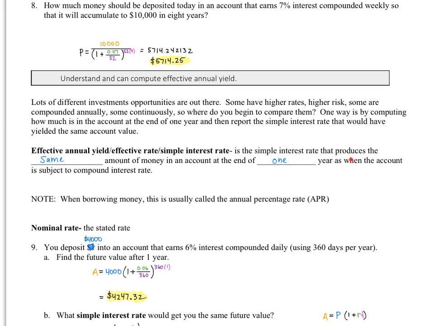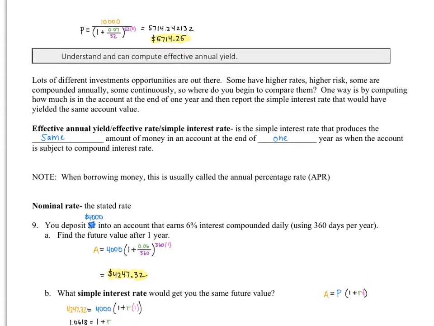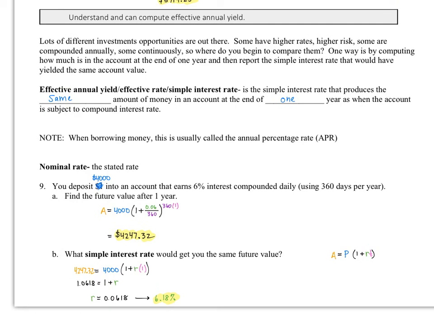It is the simple interest rate that produces the same amount of money in the account at the end of 1 year as when the account is subject to compound interest rate. Okay, so we're going to compare simple interest to compounding interest. When we borrow money, this is typically called the annual percentage rate, or APR. You've probably heard that if you've ever bought a car or listened to car commercials, the annual percentage rate, APR. So the nominal rate is the stated rate.